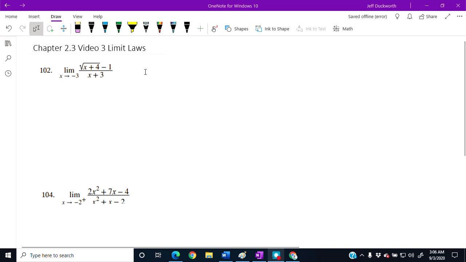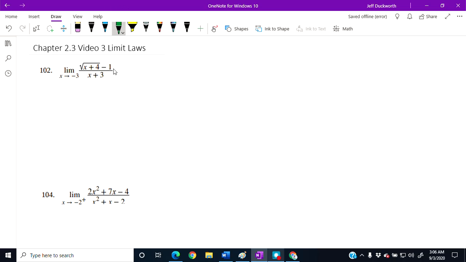All right, so there's a couple more problems I want to do from this section. The first one, if we plug this in, we're going to get a situation where we have a 0 over 0. So there is something we can do to solve this. And typically, if you see a radical and you get a 0 over 0, when you take the limit, you can multiply by the conjugate of that radical.